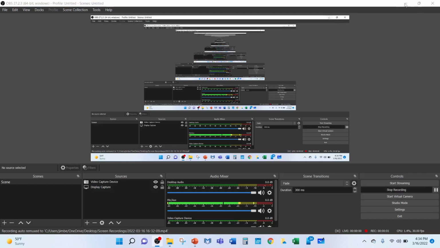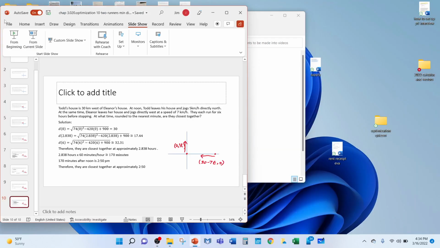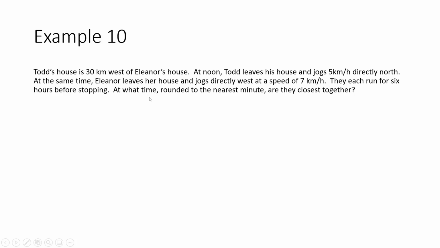In this video, we're going to minimize the distance between two runners given a certain set of circumstances. Todd's house is 30 kilometers west of Eleanor's house. At noon, Todd leaves his house and jogs 5 kilometers directly north. At the same time, Eleanor leaves her house and jogs directly west at a speed of 7 kilometers per hour.